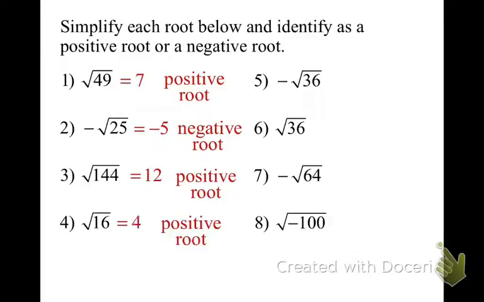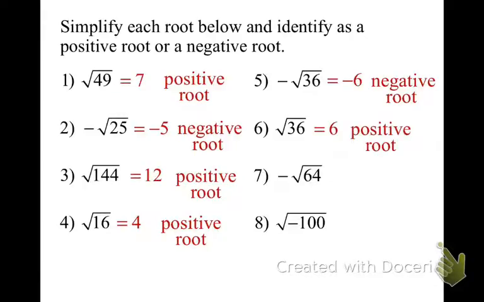Good. It's a positive root. Good. Next one, 5, Jackson. Negative 6. And it is a? Negative root. Good. Okay, number 6, Sam. 6. And it is a? Positive root. Okay, number 7, Miles. And it is a? Okay, and number 8, Jack. No solution. Right. We don't say no solution, we say no real root.